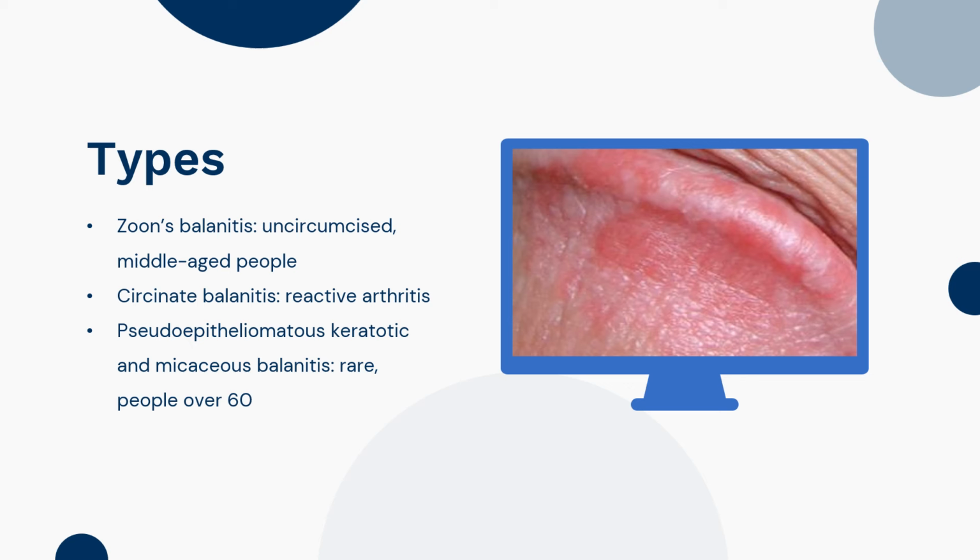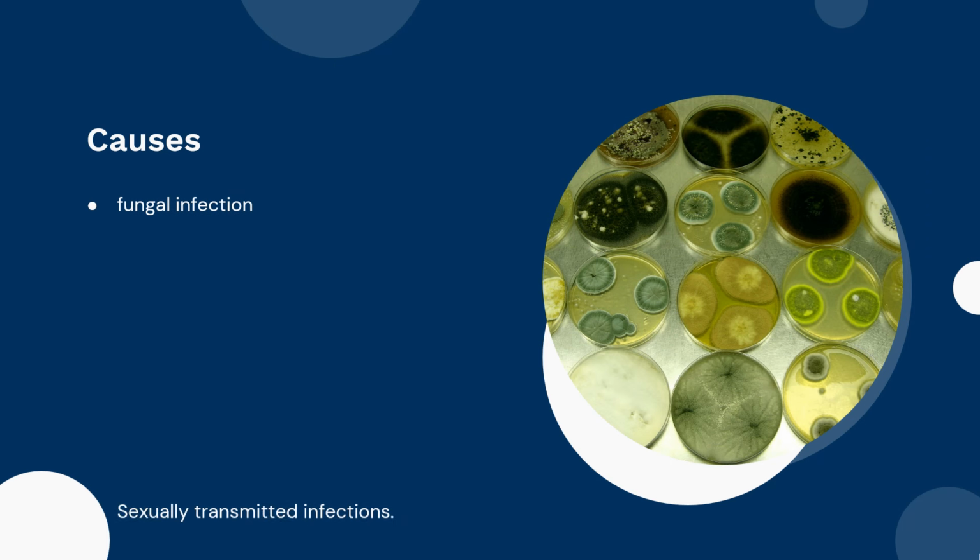Circinate balanitis. This type of balanitis is caused by reactive arthritis, which is a type of arthritis that's triggered by infection. With this type of balanitis, the inflammation is also accompanied by tiny sores on the head of the penis. Pseudoepitheliomatous, keratotic and micaceous balanitis. This very rare form of balanitis causes scaly warts or bumps on the head of your penis. It affects people over 60.